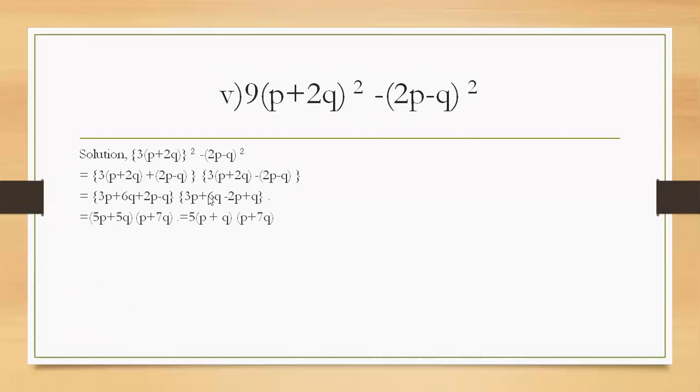Here is 3p minus 2p, p only. And 6q plus q means 7q. Look here, I am telling again, 3p minus 2p is p, 6q plus q is 7q. There is no common factor here, but here 5 is common, so 5 should be written outside. These are three factors: 5 is one factor, p plus q is one factor, and p plus 7q is another factor.